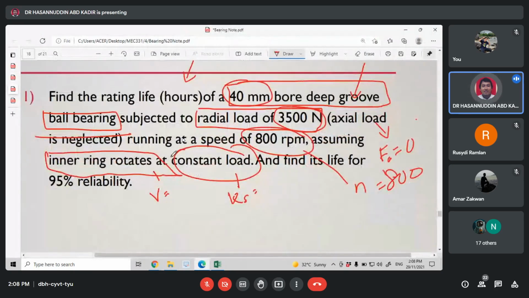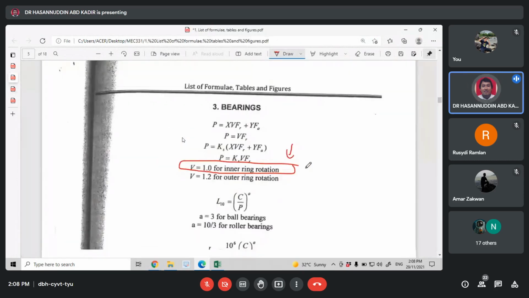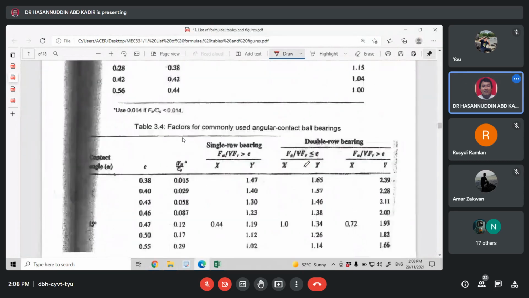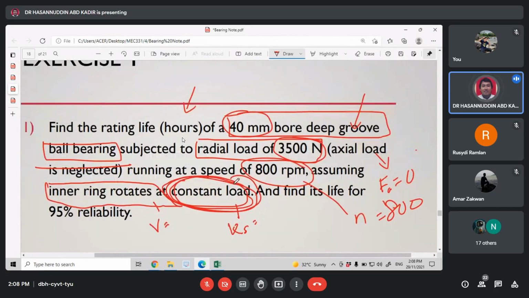Then they also mention that this one has a constant load. So for the constant load condition, you can go to the table to determine the value of Ks. They mention the ball bearing in the question, so you focus only on the ball bearing part. Then they mention constant load, so here we select Ks equal to 1. Please read the question carefully.